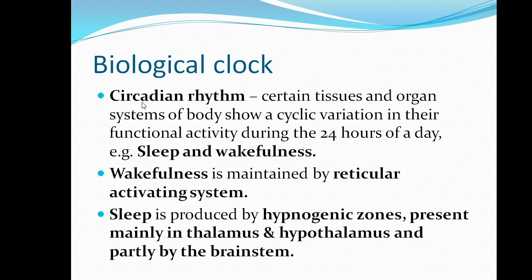Biological clock, that is the circadian rhythm. Certain tissues and organ systems of the body show a cyclic variation in their functional activity during the 24 hours of the day. For example, sleep and wakefulness. The wakefulness is maintained by the reticular activating system. The sleep is produced by hypnogenic zones present mainly in the thalamus, the hypothalamus, and partly in the brainstem.